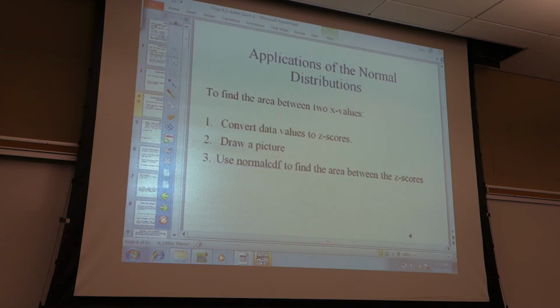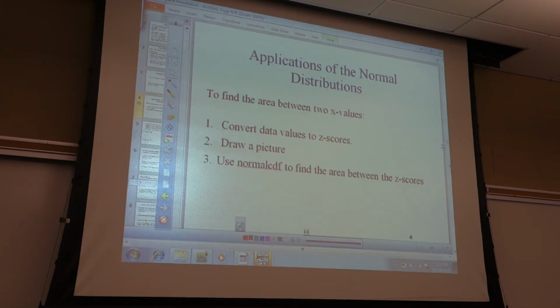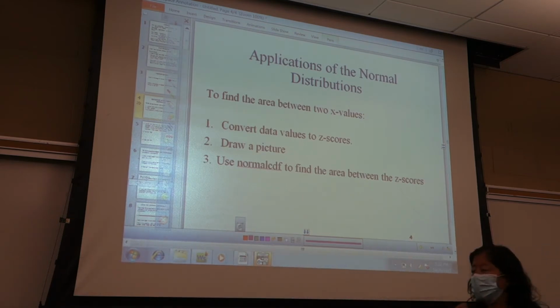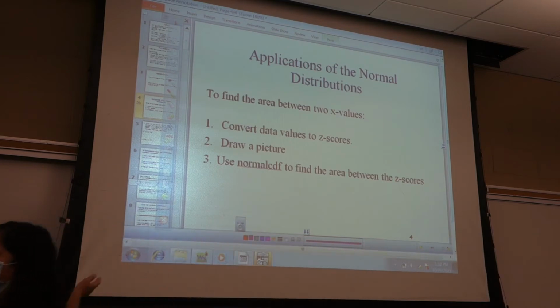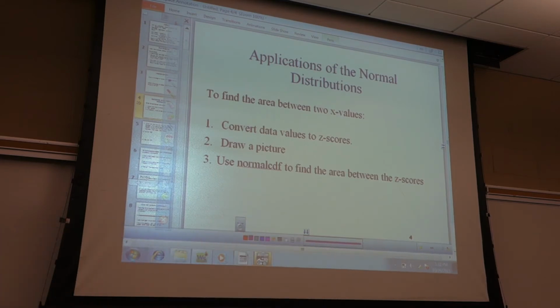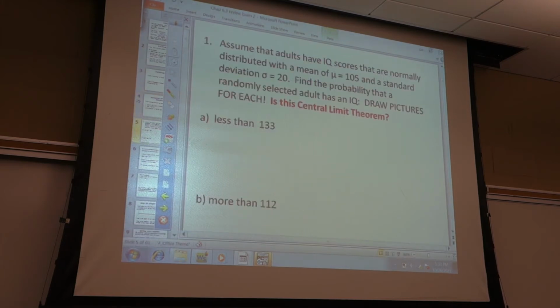Okay. Applications of normal distribution. If you want to find the area between two x values, first convert your data values, your x values, to z-scores. Then draw a picture, put in your z-scores, shade between them, and then use normal CDF to find the area between the z-scores. That was the first problem.